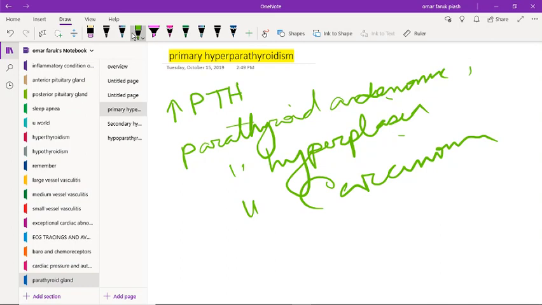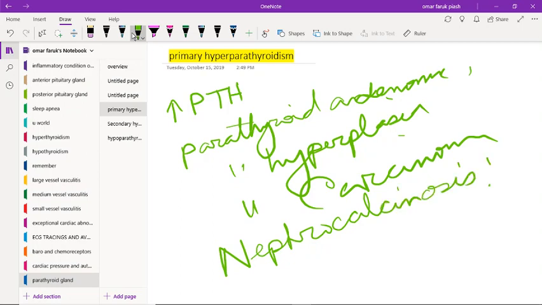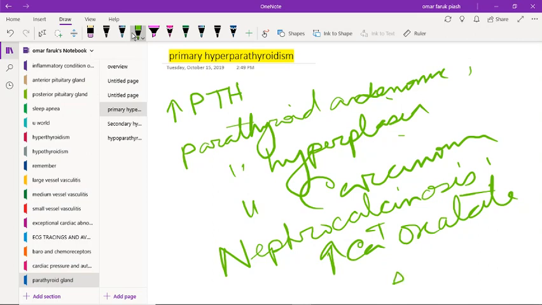It most often results in asymptomatic hypercalcemia, however it can present with nephrolithiasis. That means there is increased calcium oxalate stone.